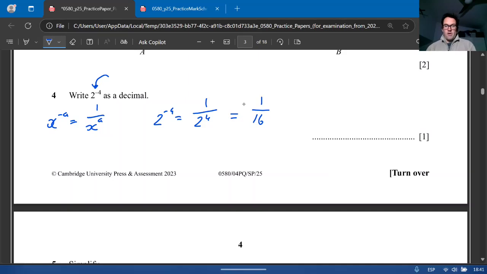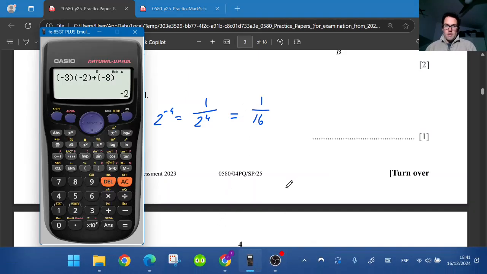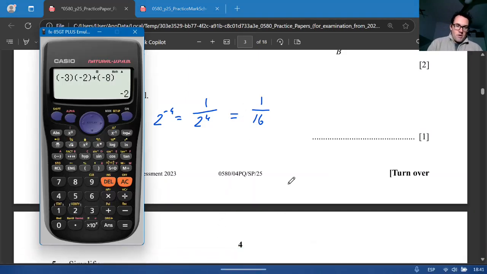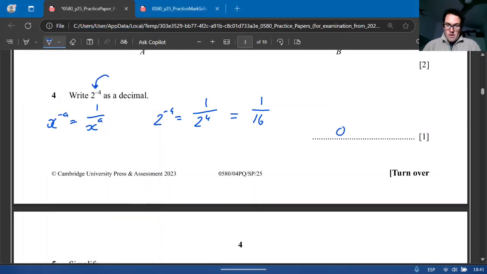Now, there's a long way to figure this out, and there's a quick way. You can do 1 divided by 16 and let your calculator tell you. But you could have just done 2 to the power of negative 4 from the start and not waste any time. Remember to know how your calculator changes between fractions and decimals. Practice that a little bit. Each calculator is different. And make sure you know how to do that. So this one is 0.0625.